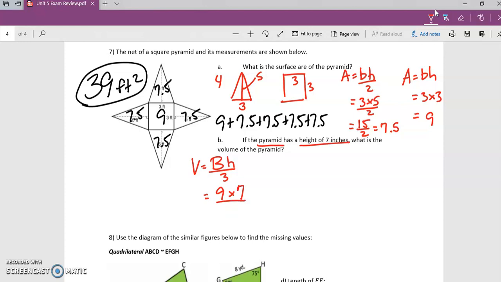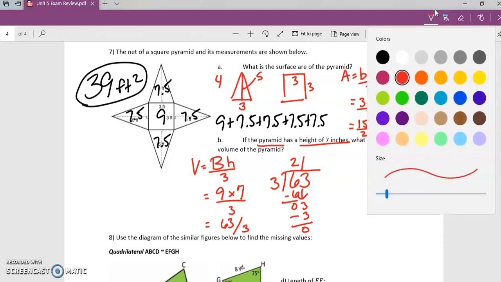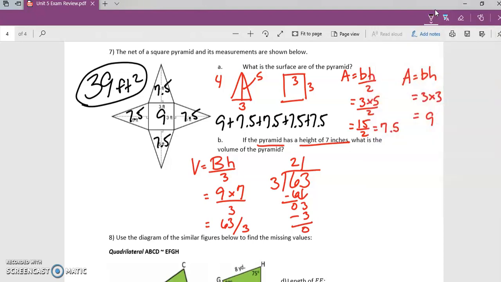And then I'm going to divide it by 3. 9 times 7 is 63, but I'm still dividing it by 3. So when I divide 63 by 3, 3 goes into 6 2 times. I bring down the 3. 3 goes into 3 1 time. And I have a remainder of 0. So for part B, my answer would be 21 feet cubed. And that's my volume.